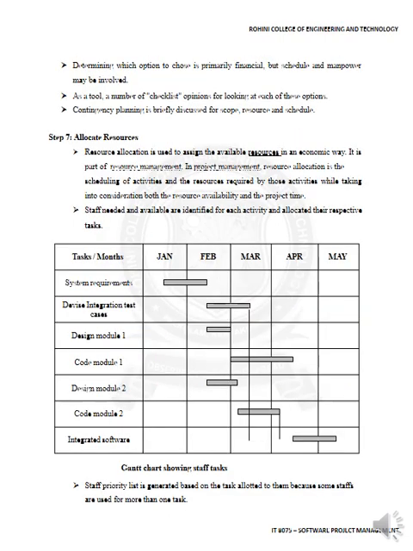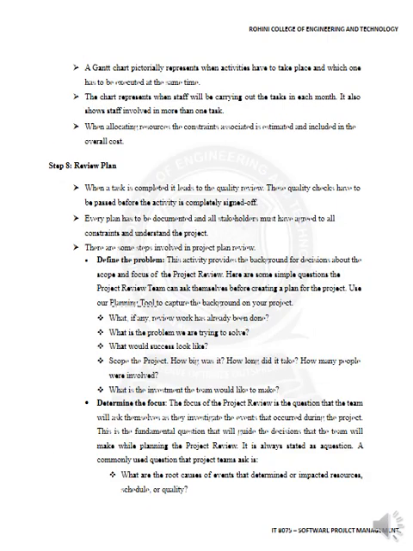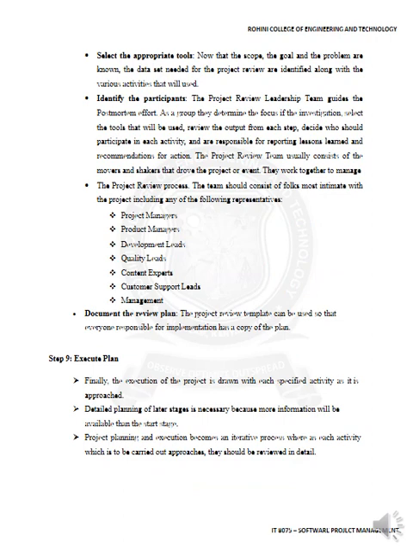Step 7, allocate the resources. It may have system resources: investigate, integration, test, design, code, and integrate the software. So in a review plan, when a task is completed, it leads to the quality review. Some of the steps in the project: you have to define the problem. So what if any review has been done, what is the problem we are solving, what would success look like, then what is the investment the team would like to make. Determine the focus, what are the root causes of the evident impact, resource issue or quality, select the appropriate tools.